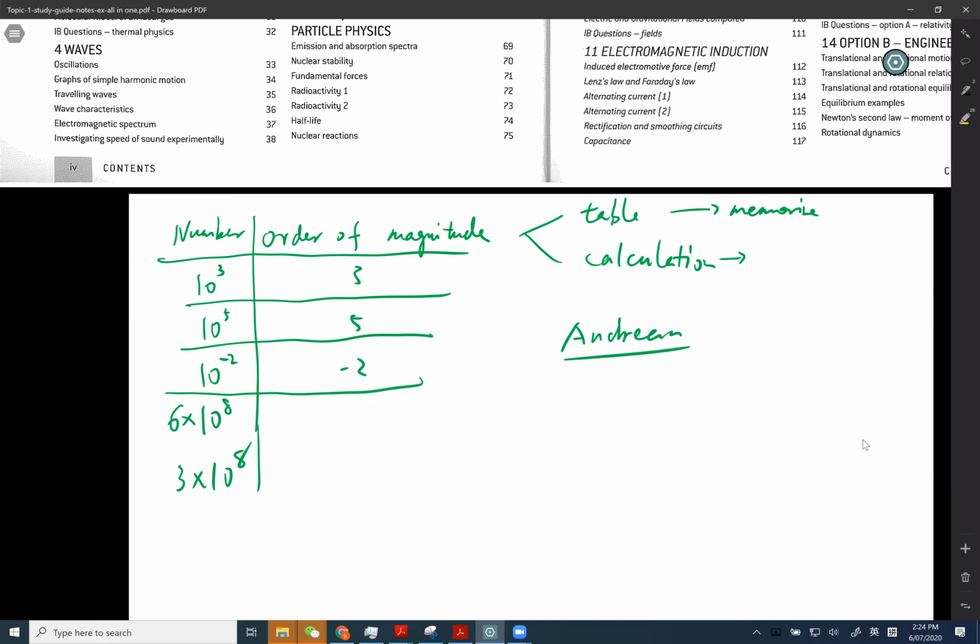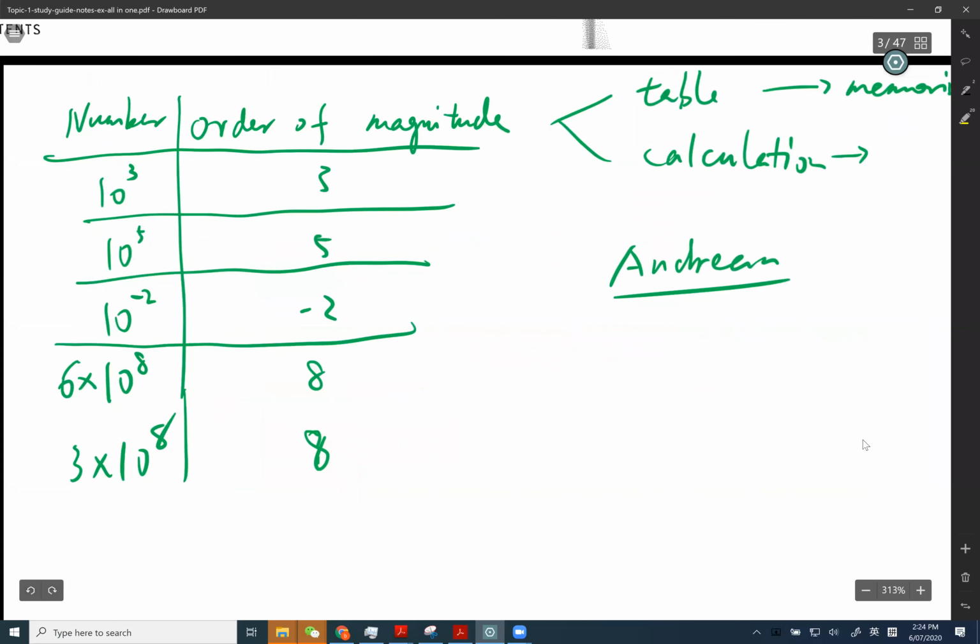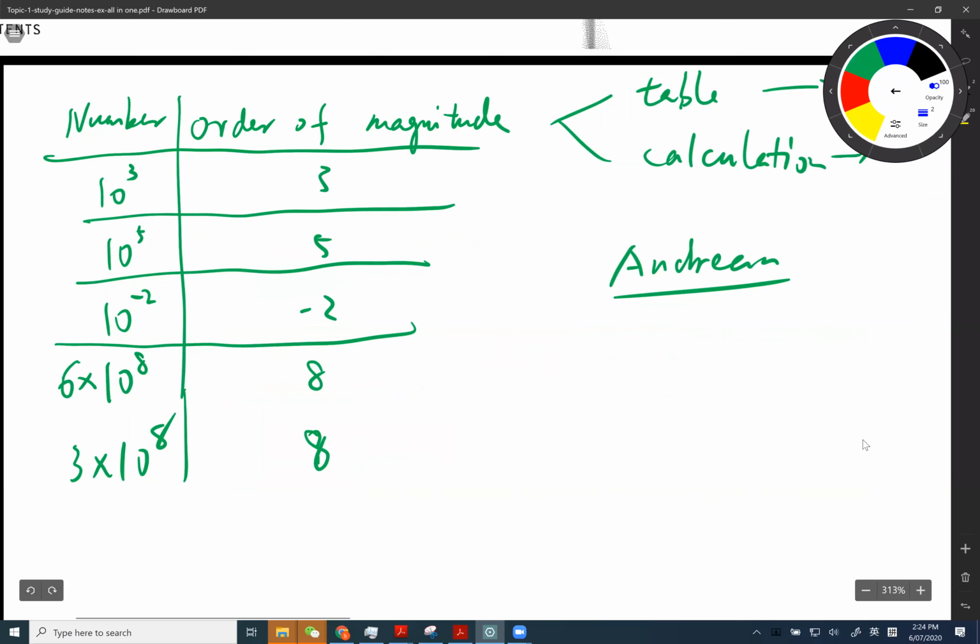Answer the question. Oh, you say 8. How about this one? The question is about mathematics. The question really is like this: if this number equals 10 to the power of x, what's x?